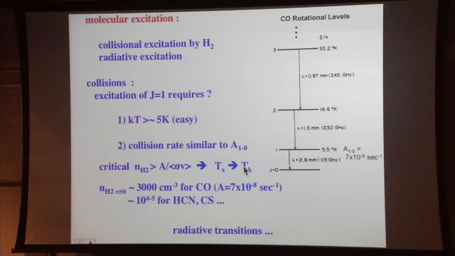How hot does the gas have to be? Well, this energy spacing is only 5 degrees Kelvin. So any low temperature gas is well matched to the level spacing of the CO levels until you get to very high J.